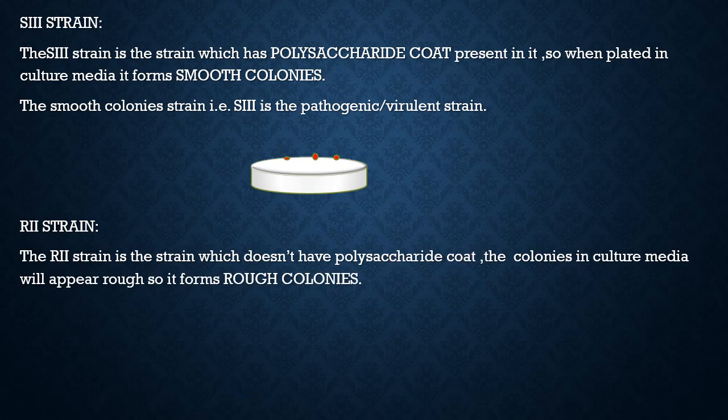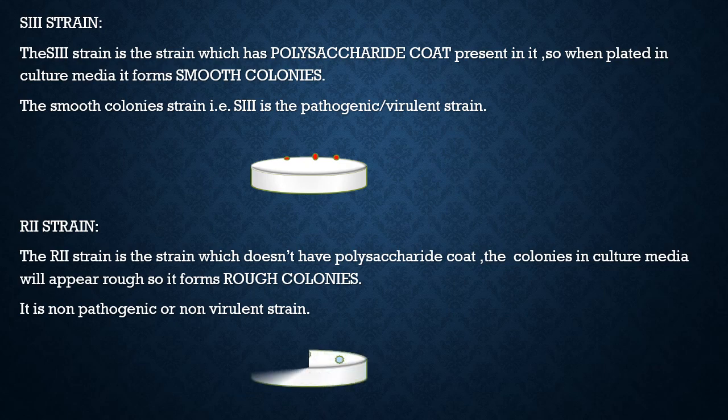When these colonies were infected into the mouse, the mouse was alive. So they are non-pathogenic or non-virulent strains. When they are cultured in the Petri plate, they are found to be rough. So they are called rough strain.